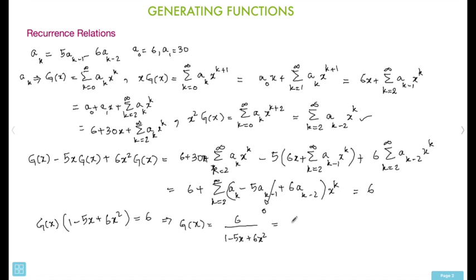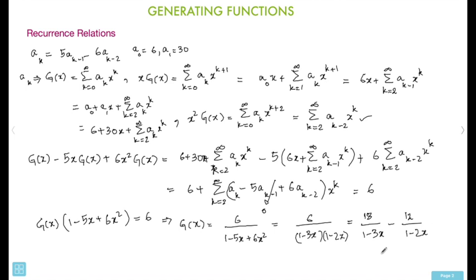Now I can factorize the denominator. So this is equal to 6 over (1 minus 3x)(1 minus 2x). If you use partial fractions to simplify this, what do we get? We get 18 over 1 minus 3x minus 12 over 1 minus 2x here.